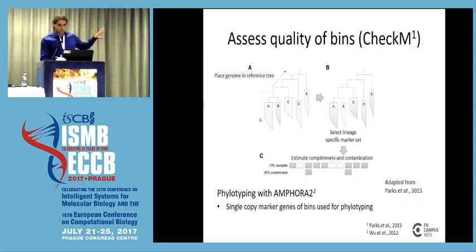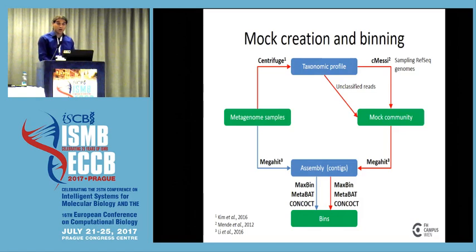The same kind of approach with single copy genes, not the exact same ones, I used as well for phylotyping with M4A2. So the bins I got in the end were assessed with single copy markers and used for phylotyping, and that I will show later on with some examples. So how does my workflow look now?